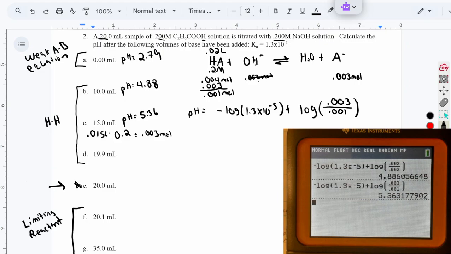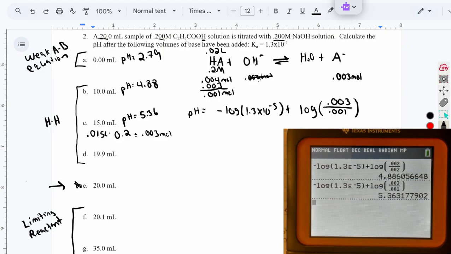All right, last one. 19.9 milliliters. I feel like I gotta let you do this one on your own. It's the exact same thing that we just did 2 times. You need to calculate a new OH number, like an amount, and then you need to figure out the new ratio for the last Henderson-Hasselbalch equation.